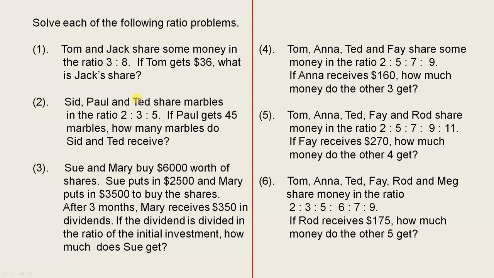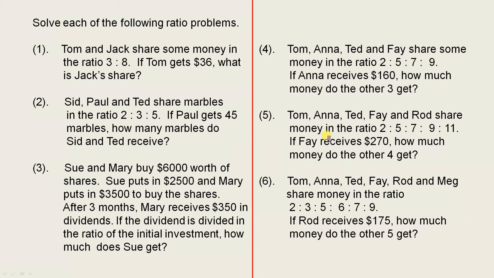So we've got 3 people. We have 3 ratios, or 3 numbers. There's the ratio with 3 terms. Paul is mentioned second. That's important. Remember, order is important. So his part is 45. Knowing all that information, we can work out how many marbles Sid receives and how many marbles Ted receives.